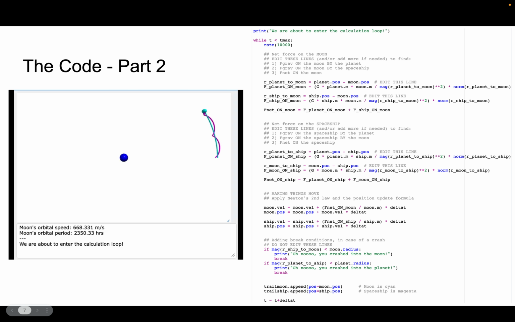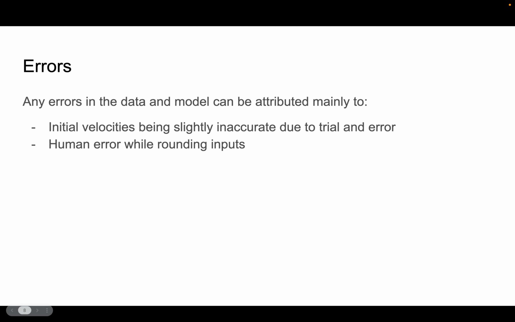What we did was we found the net force on the moon by both the planet and the ship. Then we found the net force on the spaceship both by the planet and the moon, and we used those to find the moon's velocity and position and the ship's velocity and position. As seen in the model on the left, the moon is modeled by the cyan color and the spaceship is modeled by the magenta color. And we can see that the moon is moving in a circular orbital path, and the magenta colored spaceship is orbiting around that moon without actually crashing into it.